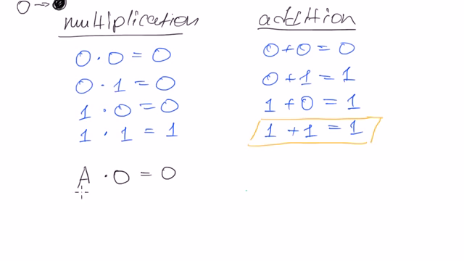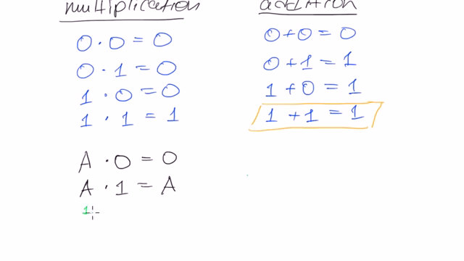Then let's take the next one. a multiplied by 1 equals, yeah, that might be obvious, but let's do it as well. If a equals 1, then the whole thing will be 1 multiplied by 1, that is 1. If a equals 0, then it will be 0 multiplied by 1 equals 0. So you see, whatever value we put into a, the result will be the same as a.